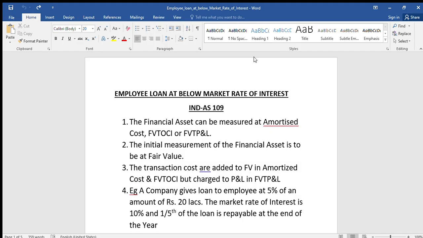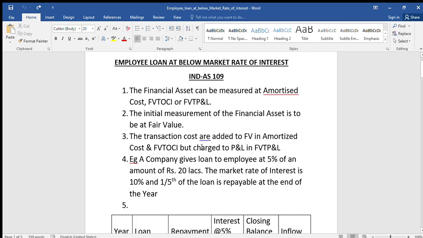The subsequent measurement for amortized cost will be at amortized cost, and for fair value through OCI and fair value through PNL, it will be at fair value. Now the transaction costs have to be added to amortized cost and FVTOCI and charged to PNL in case of FVTPL. This is the concept of financial assets for computing the accounting for the same.